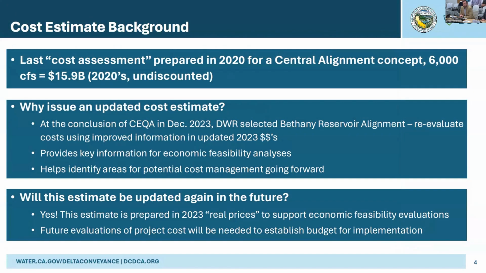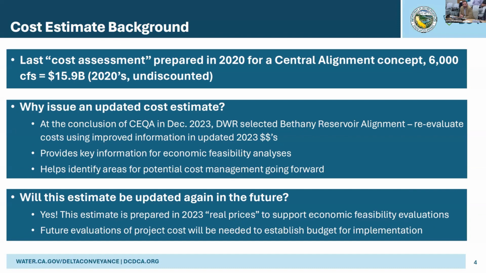So I'm going to start by asking myself a few questions, I guess, to get some information out that I think is important to set the context here. First, when was the last estimate? I think everyone knows in 2020, the DCA issued a cost assessment. That was for something that more closely resembled the central alignment. The cost of that project is $15.9 billion, estimated in 2020 dollars. Again, that's undiscounted, which is an economic term, meaning it does not account for the time value of money.